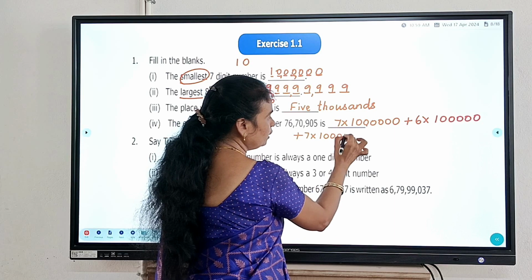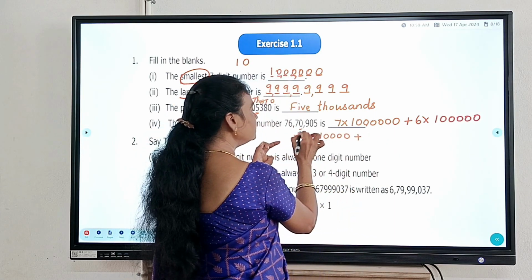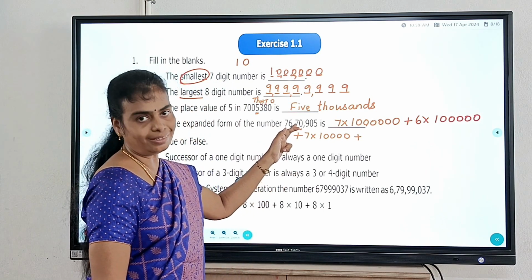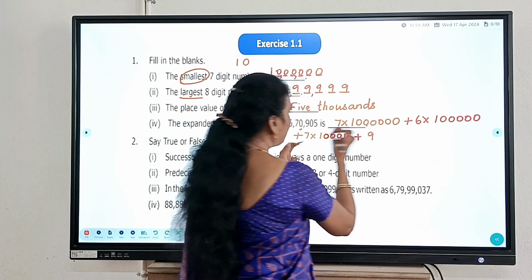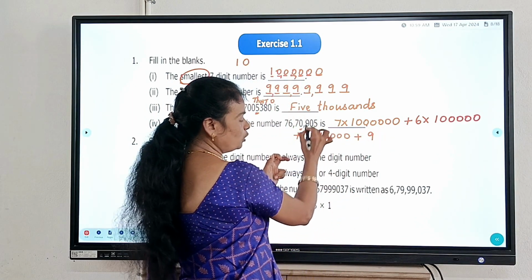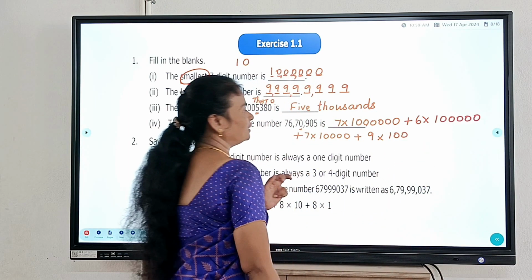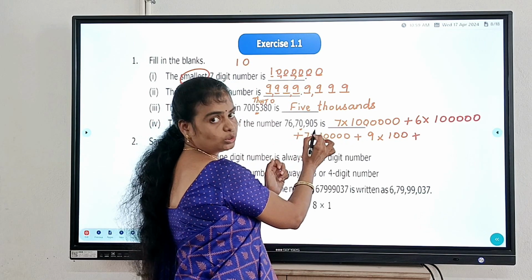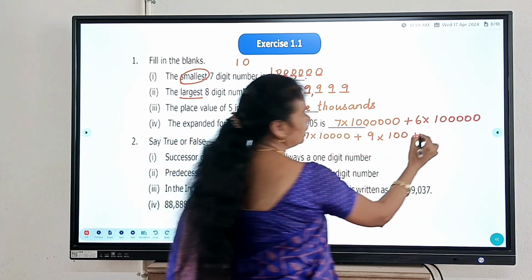1, 2, 3, 4 zeros, plus, and the next digit is 0. So in place of 0, no need to write anything. You can skip to the next number, that is 9. And beside 9, you have 2 more digits. So you will write 1 and 2 zeros beside. Plus, and after 9 you have 0. So no need to do anything, just skip it and go to the next number.